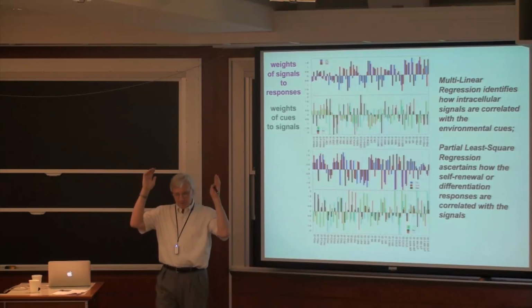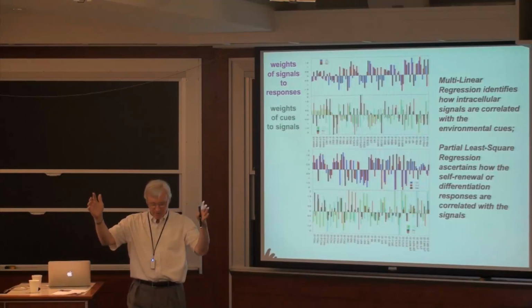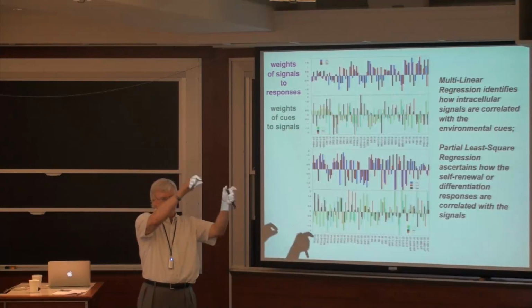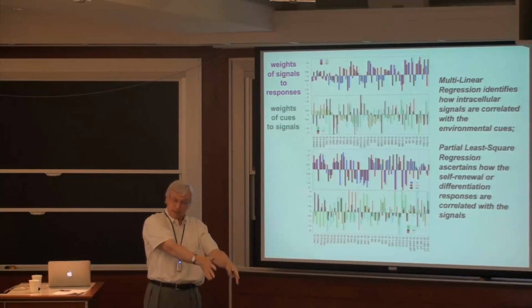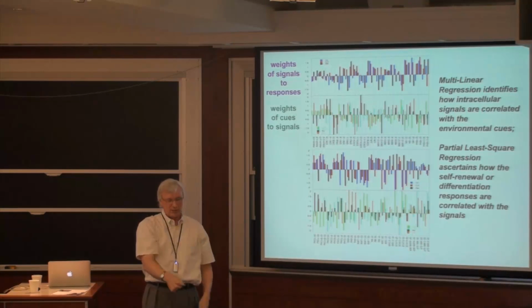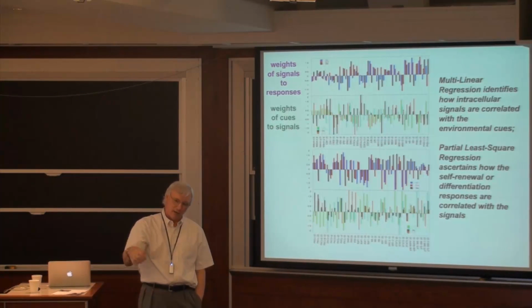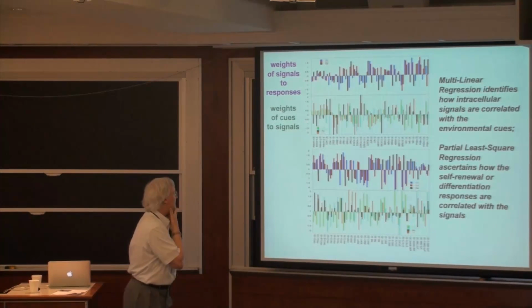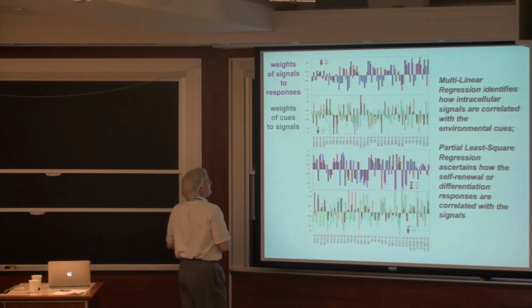Because if you take a matrix of all the signaling activities under all the different conditions and regress it against all the phenotypic behaviors under all the different conditions, what you essentially get is a weighting coefficient for how much signal was activated under any given condition and how much of that signal contributed to the phenotypic response. And that's what's shown here.